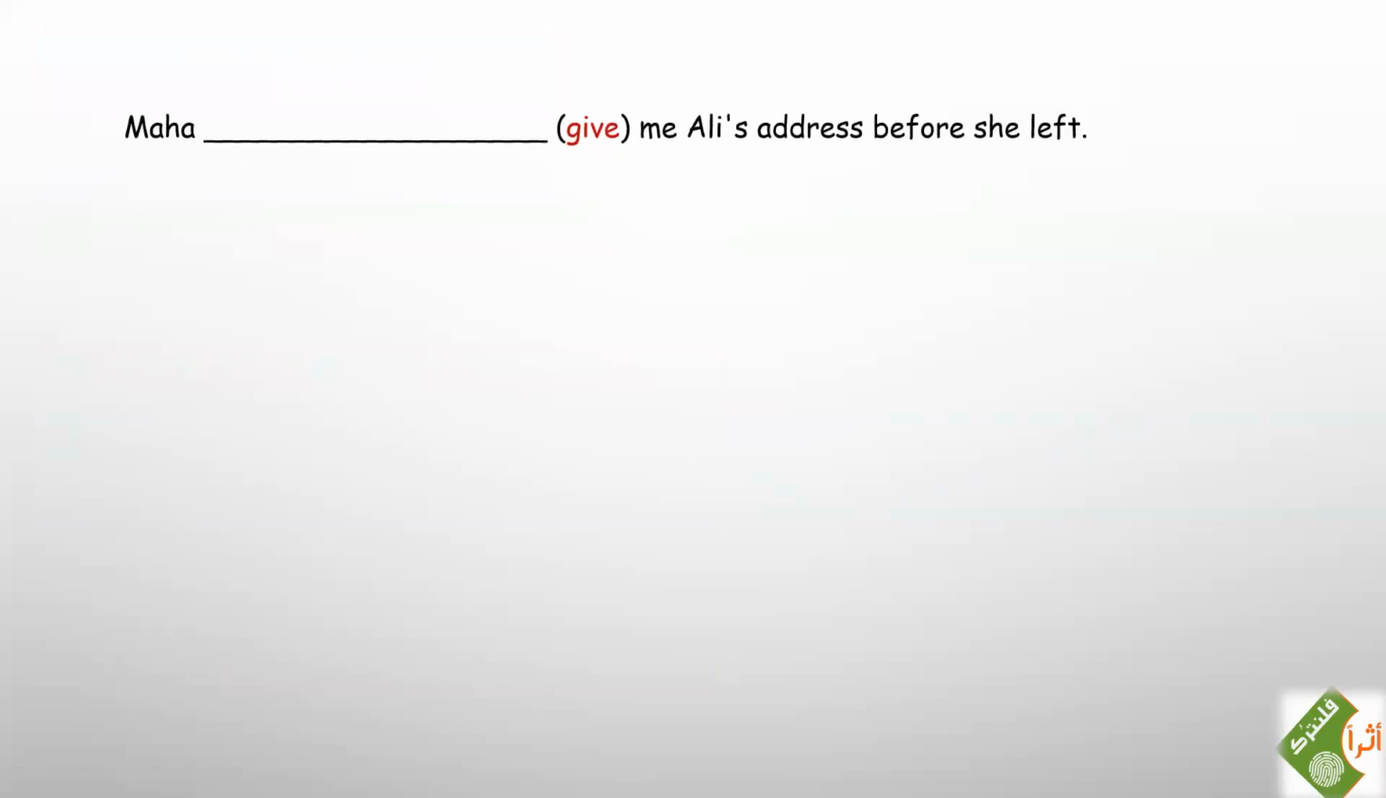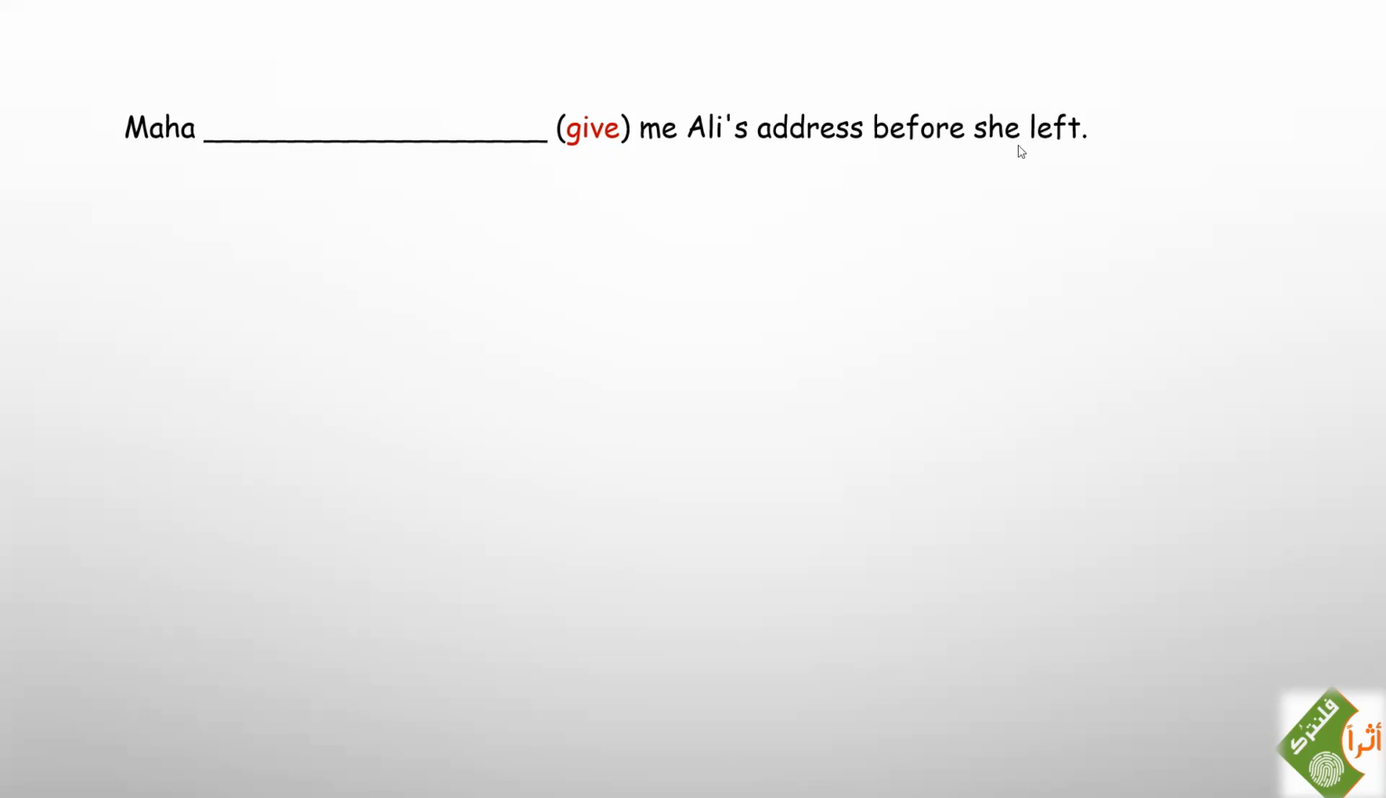Let us have some questions to make sure that you understand it. So we have Maha, and the verb is give. Give me Ali's address before she left. Here we have before, so it means two actions in the past, and this is left. So what do you think here? What should I make? Past simple or past perfect? What do you think, Amjad? Past simple. Let's try again, Amjad.